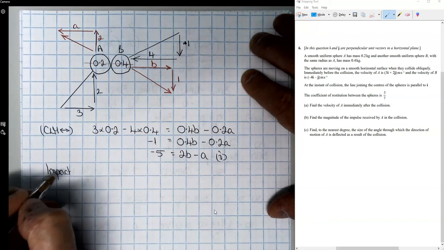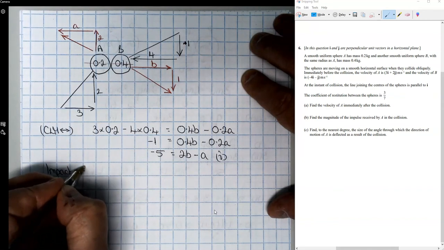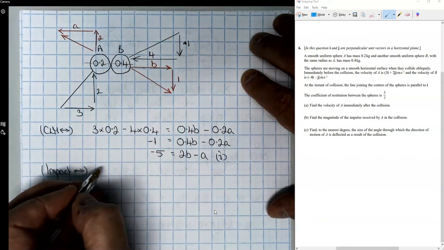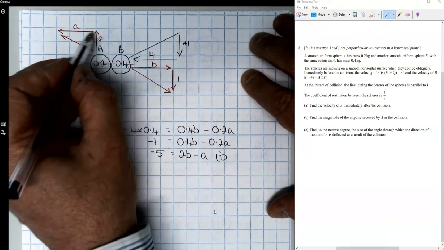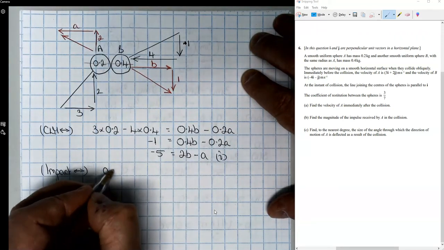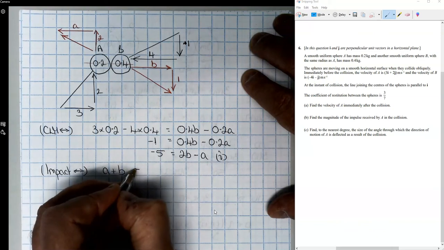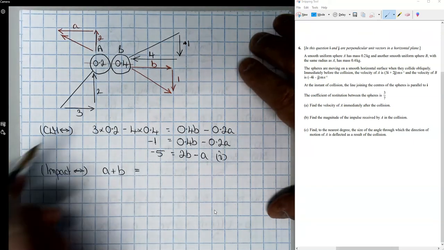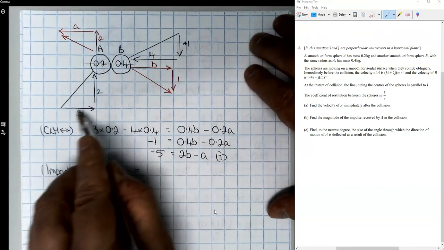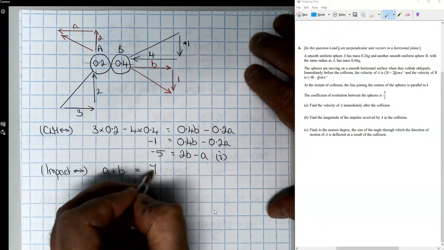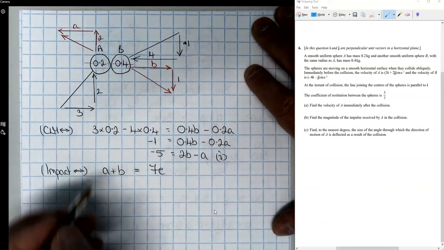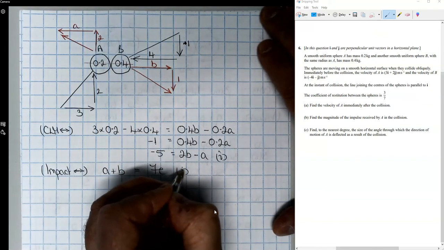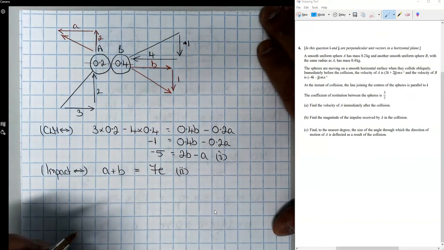We're then going to look at the impact. Again, we're looking in this direction. We've got speed of separation. So we've got B and A in opposite directions. So it's A plus B, or B plus A, equals speed of approach, which is 4 plus 3, so it's 7, times E, the coefficient of restitution. So we've got two equations, 1 and 2. I'm going to solve those simultaneously.